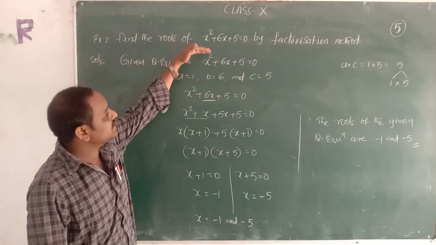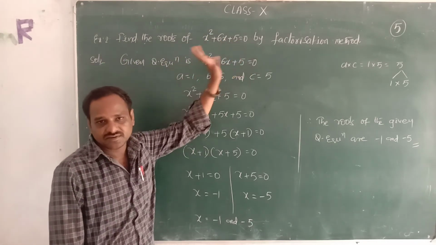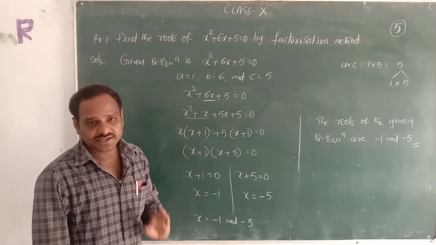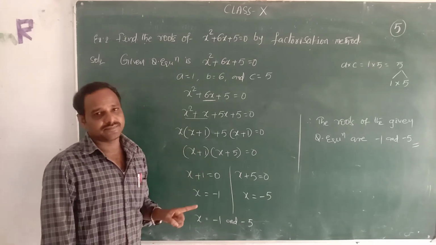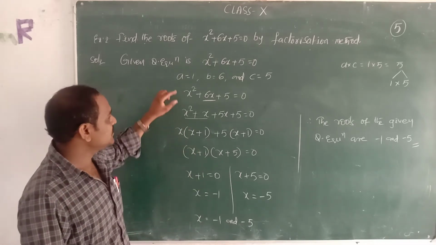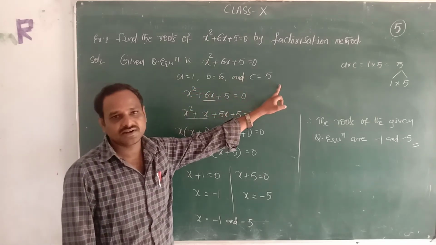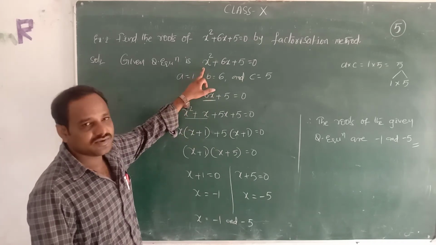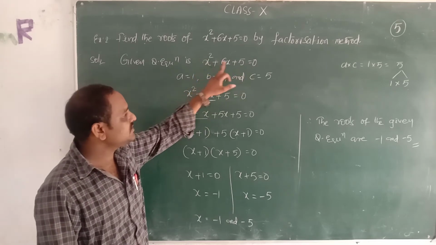What is the equation given? Quadratic equation x square plus 6x plus 5 equal to 0. So we have to compare with the general form of quadratic equation. What is that? Ax square plus bx plus c. By comparing that, you will get a equal to how much? 1, b equal to 6 and c equal to 5. And first, what is the process we have to do? The product of the coefficient of x square and the constant term. That means a into c.